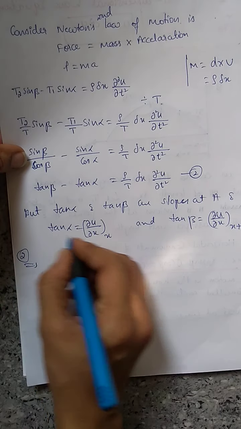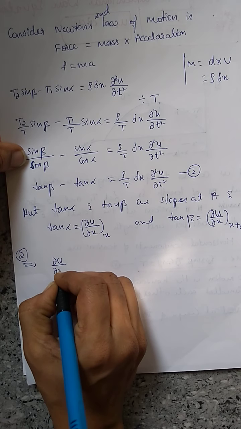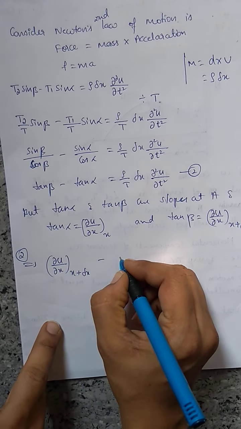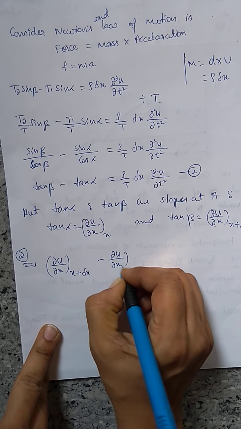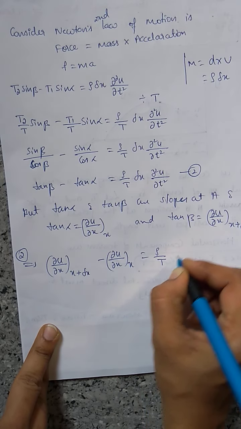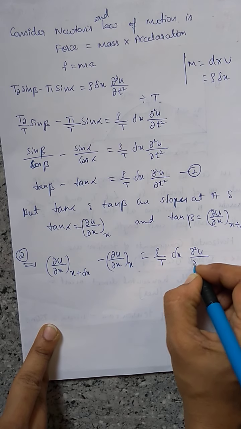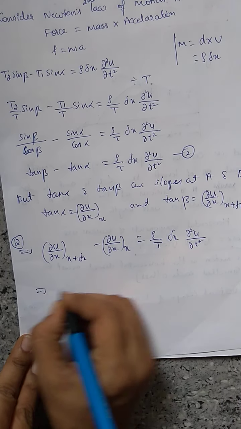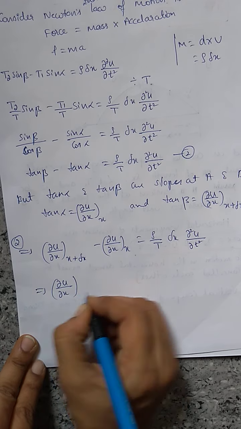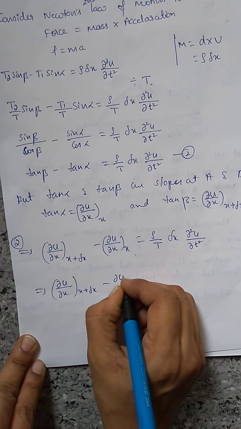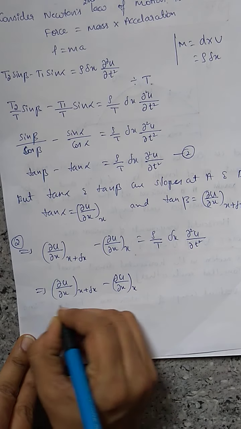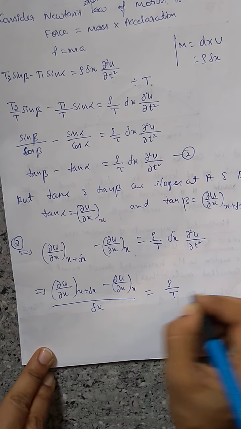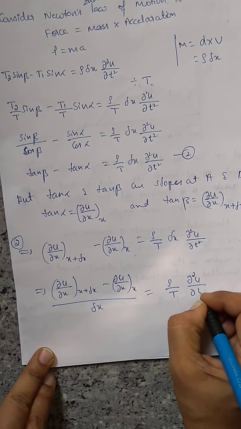Equation 2 we can write as: tan alpha is nothing but what? ∂u/∂x at the distance x plus delta x, minus tan alpha, which is nothing but ∂u/∂x at the distance x, is equal to rho by T delta x ∂²u/∂t². Further simplification: delta x transferred to this side, so we can write ∂u/∂x at x plus delta x minus ∂u/∂x at x, and transfer delta x to the LHS, the denominator we get delta x, and this side rho by T is constant, ∂²u/∂t².